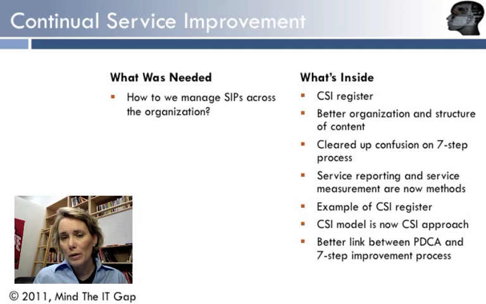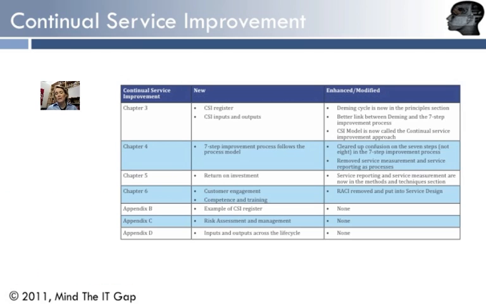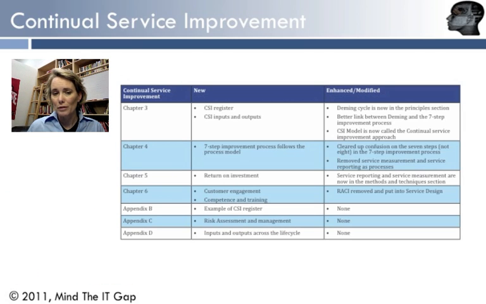The 7-step improvement process has been improved. Service reporting and measurements are now methods, they're not processes. They even give us an example of a CSI register in one of the appendices, which I think was a really good addition to this. Then we have the CSI model is now called the CSI approach. There was a little kind of different nomenclature in the book itself referring to that, and now we've got that cleared up, which I think is a really good thing. And the relationship between the CSI approach, Deming cycle, and the 7-step improvement process has also been improved.